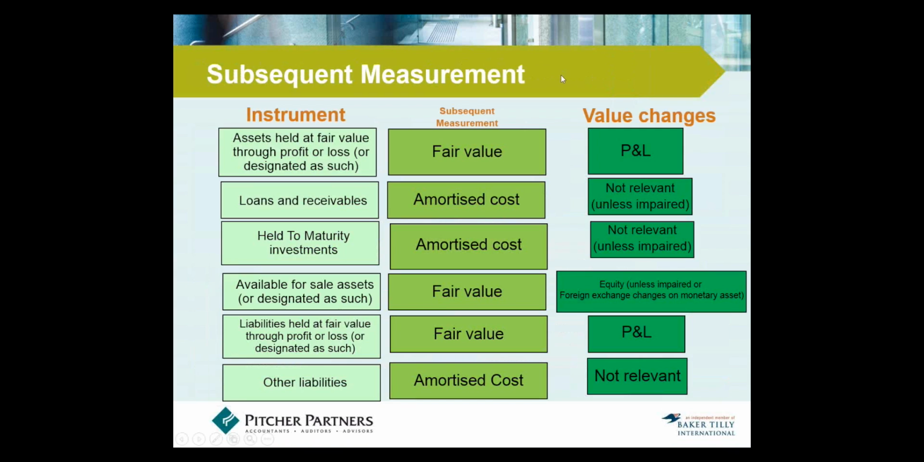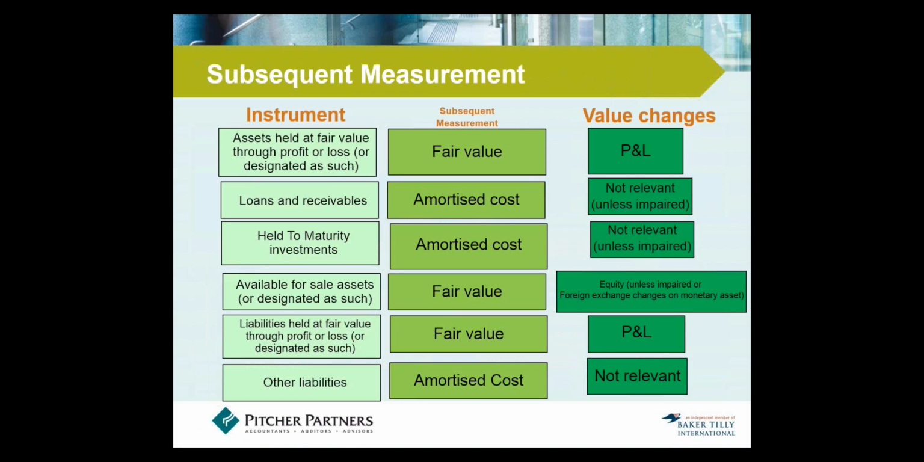Now, this is a little bit of a summary of the subsequent measurement. So if you look at your financial assets, financial liabilities, how do we account for them going forward at each reporting date? And importantly, what do we do with the changes in values? So assets that are at fair value through profit and loss, subsequent measurement at fair value, changes go through profit and loss.